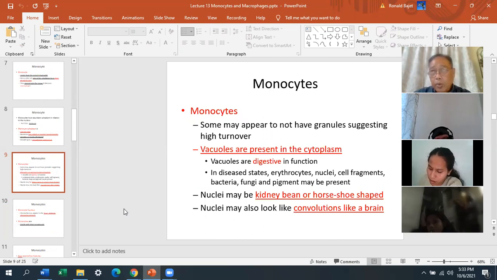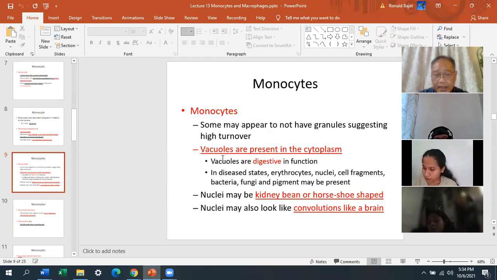And also, one quick way to figure out if you have a monocyte is if you see vacuoles. I know you can see vacuoles in neutrophils, but you know what a neutrophil looks like from last Wednesday. But monocytes are larger than neutrophils. Remember that. The vacuoles have a digestive function. So if you see vacuoles, that means it just finished lunch. In disease states, these vacuoles can contain red blood cells, nuclei, cell fragments, bacteria, fungus like yeast, and pigment may be present.